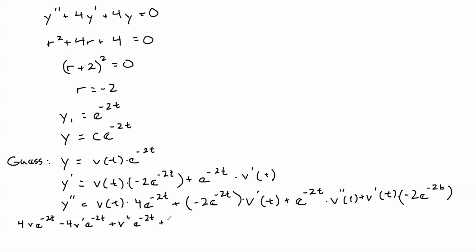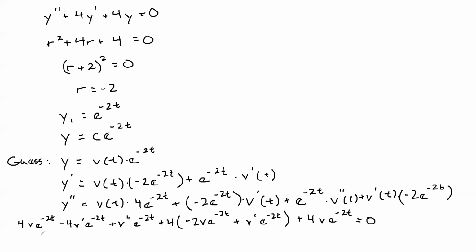And then we're going to have plus 4 times y prime. And what is y prime? It's this here. So that's going to be negative 2 v e to the negative 2t plus v prime e to the negative 2t. And then we have plus 4 times y. And so y is going to be this thing. So it's going to be v e to the negative 2t. And what do we know about that? It equals 0. So we're going to get equals 0. And then what happens after that?